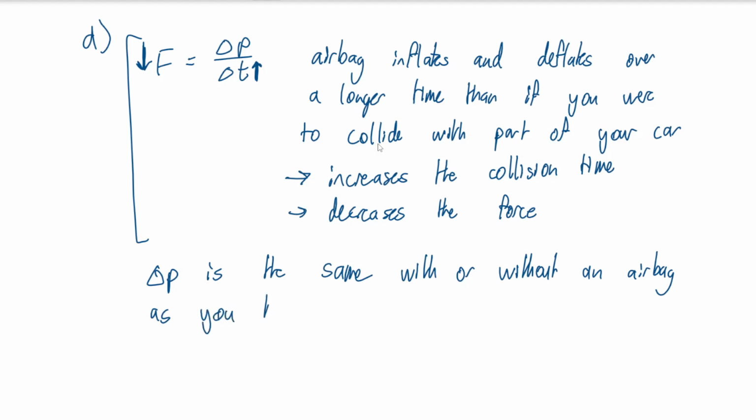as you have the same initial momentum, because you have the same mass and same speed, and the same final momentum, same mass and a speed of 0. So with an airbag you have a mass and speed. Without an airbag you have that same mass and speed before and after, so the change in momentum is the same.